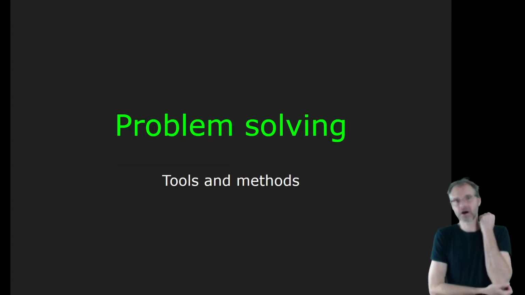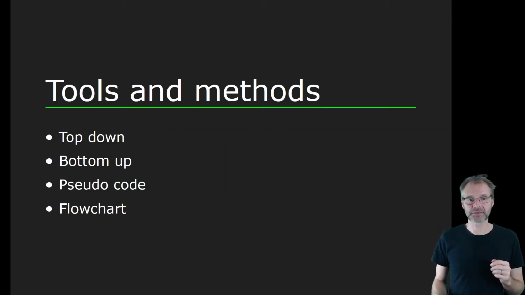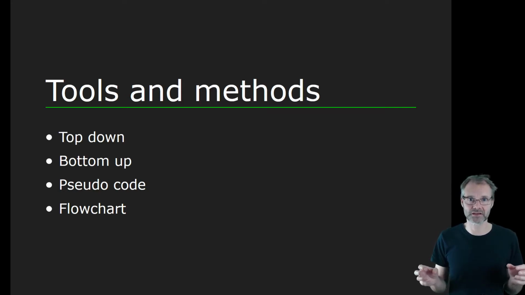So on we go, and I'm gonna have these tools and methods, and they are four. So let's go with top down, bottom up, pseudocode, and flowcharts. And these can be most useful when we go in and we're gonna solve a programming problem that we have at hand.